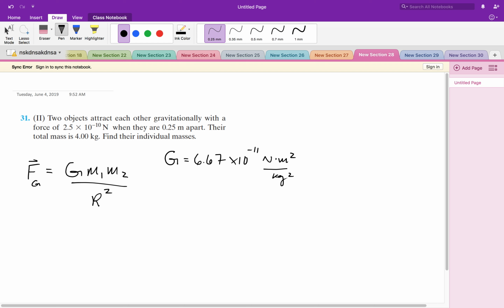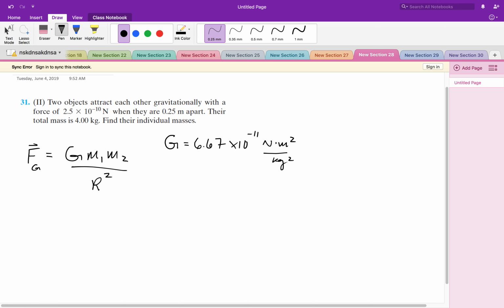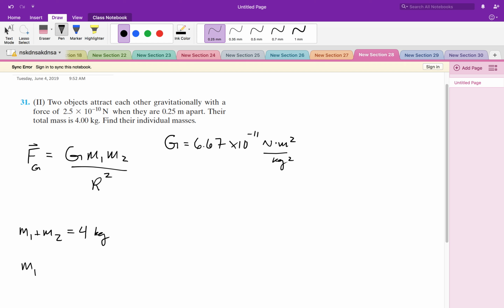So two objects attract each other gravitationally with a force of this when they are this many meters apart. Their total mass is given, not their individual masses. So we don't know what m1 and m2 are individually, but we can say that m1 plus m2 equals 4 kilograms. So I can solve for one of these. I'll leave the units out for a second to make life easier. Then I'm going to plug this in here. This is a substitution problem, so I'm going to take m1 and plug it in there.